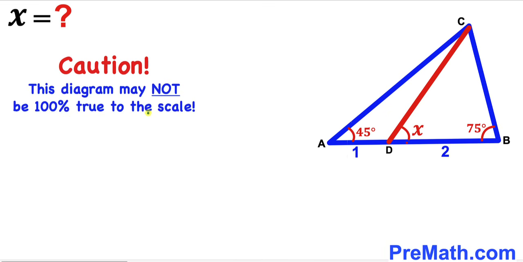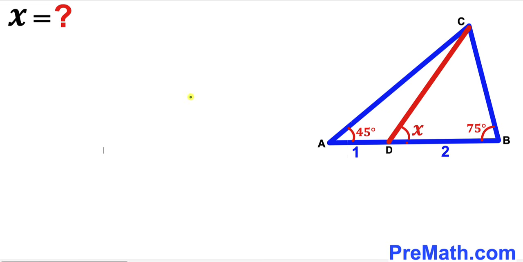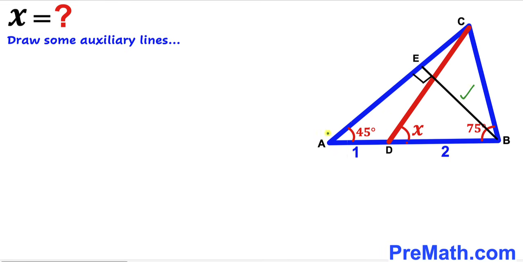Please keep in mind that this figure may not be 100% true to the scale. Let's go ahead and get started, and here's our very first step. Let's focus on these two angles. This angle is 45 degrees and this angle is 75 degrees. And now we are going to draw some auxiliary lines to make our job easier. As you can see in this next step, I have dropped this perpendicular BE on this side AC.